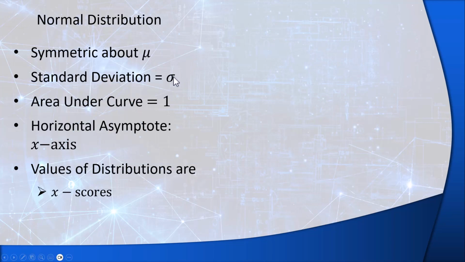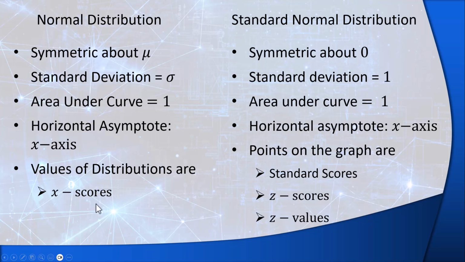As mentioned before, a normal distribution is symmetric about the mean. Its standard deviation, of course, is sigma. The area under the curve is always 1. The asymptote is always the x-axis, and the values of the distribution we tend to call x-scores. For the standard normal, the mean happens to be 0. It's symmetric about 0. The standard deviation is 1. The area under the curve is always the same, the horizontal asymptote is obviously the same, and the points on the graph are what we call z-scores. When I say standard score or z-score, I'm looking for a point on the standard normal distribution.